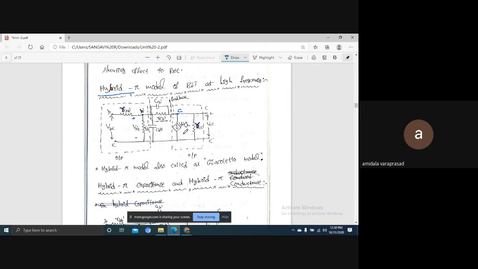We know that a BJT is a current controlled device. That's why VB dash E into GM is nothing but current; GM is nothing but 1 by R. Then we have one dependent current source. After that, the output resistance RCE, or I can take its reciprocal, GCE. In between collector and emitter, the output voltage is VCE. This total setup we call the hybrid pi model of a BJT at high frequency. This is important for a 2 marks question.